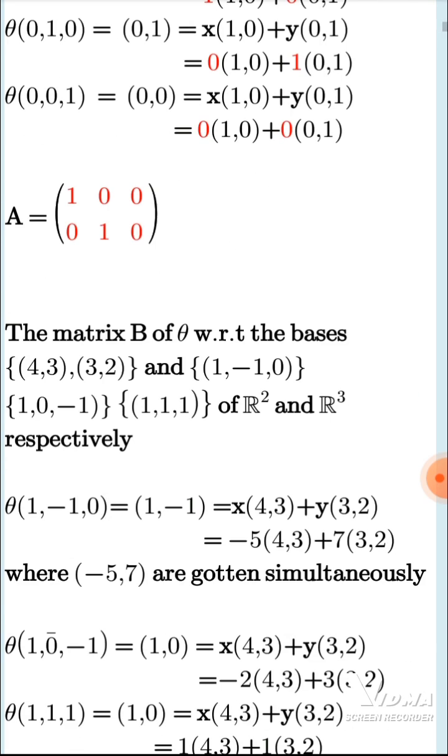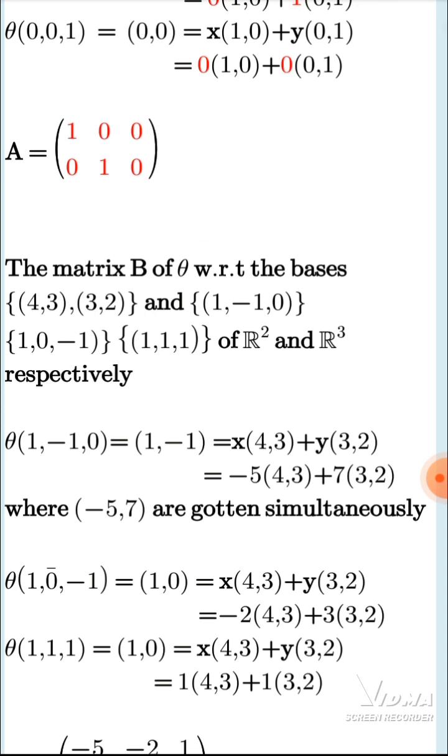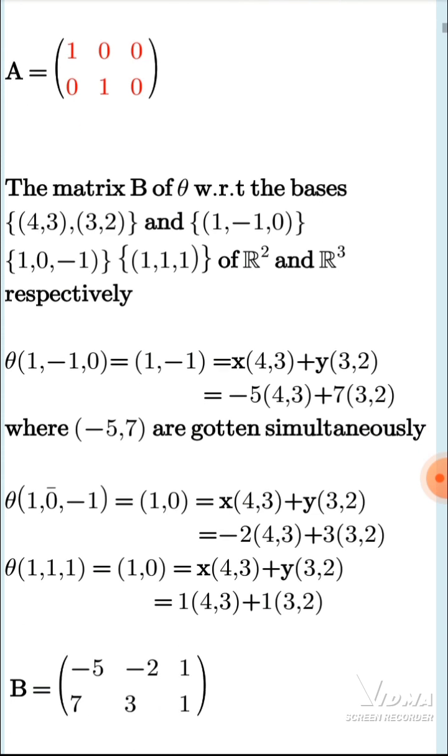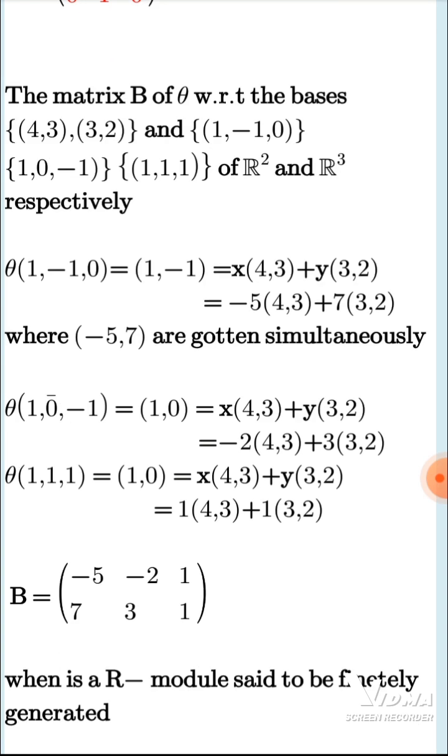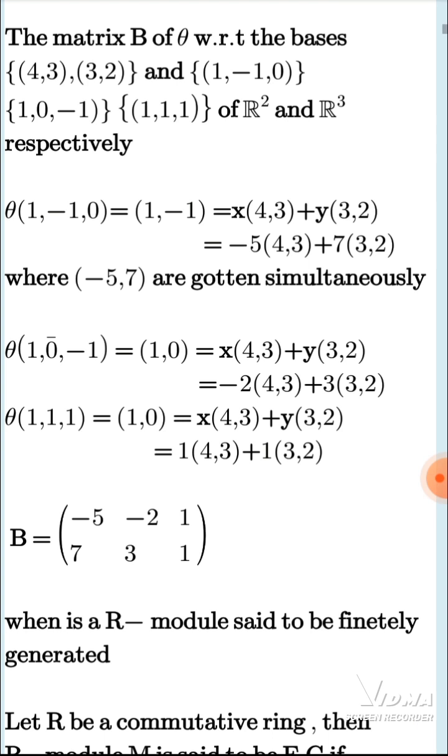So similarly, we have the R2 basis to be (4, 3), (3, 2), and the R3 vectors to be (1, 0), (minus 1, 1), (1, 1) respectively. So we do a similar thing. If we open the bracket, it will be 4x plus 3y, 3x plus 2y, and when we equate it to (1, minus 1), x is representing the value for 1 and y is representing the value for minus 1. When we solve it simultaneously, we have x to be minus 5 and y to be 7. So similarly for the other bases that we have. So we have our final answers to be minus 5, 7, minus 2, 3, and 1, 1.